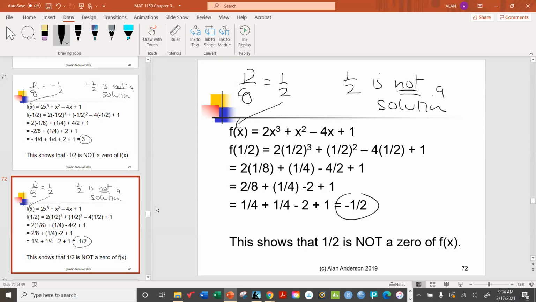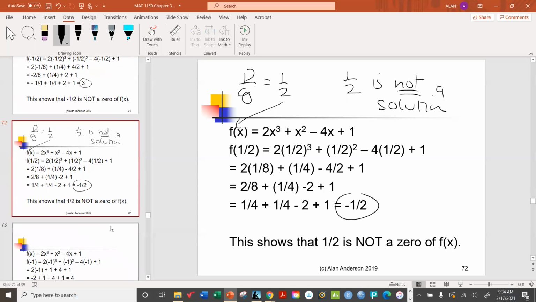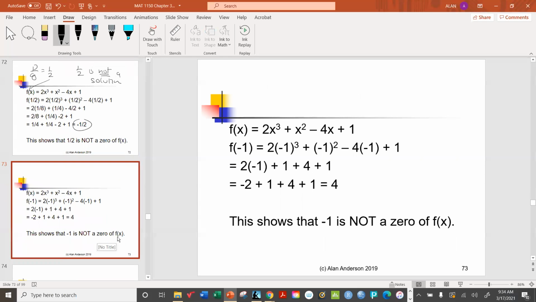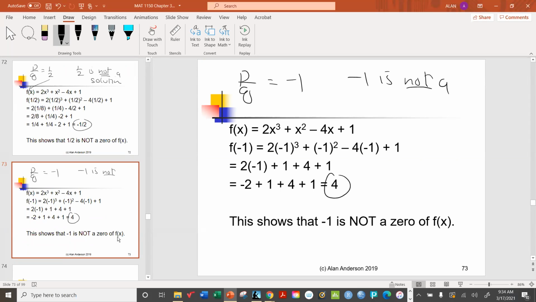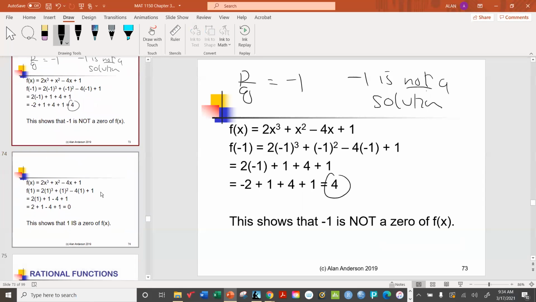Okay, now we have to try positive and -1. So the next one is -1. All right, so let's just jump ahead a little bit. P over Q here, we're trying -1, and oh boy, no good. Well, now we got our fingers crossed that 1 is right, because that's all we have left.